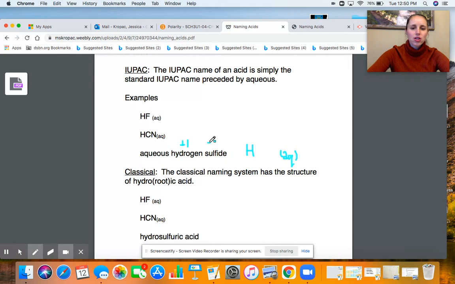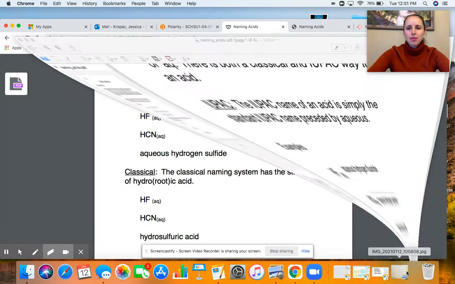Sulfur has a charge of -2. So remember, these charges are actually going to cross over. So the 2 is going to be written next to the hydrogen, and we actually wouldn't write that 1. If I was writing this, I would put the 2 from the sulfur next to the hydrogen. I'd put my S here, and the chemical formula for the acid aqueous hydrogen sulfide would be H2S with that little aqueous symbol there. So let's look at the classical naming system again.